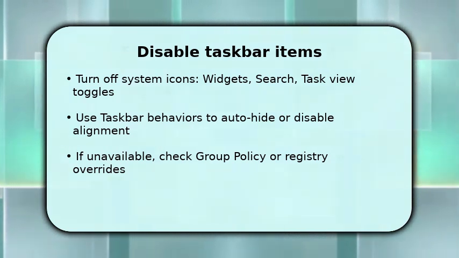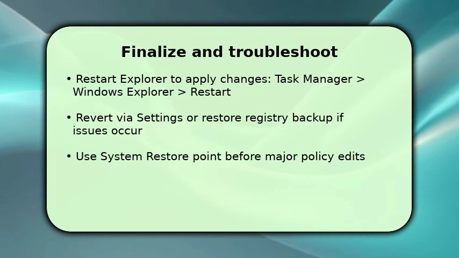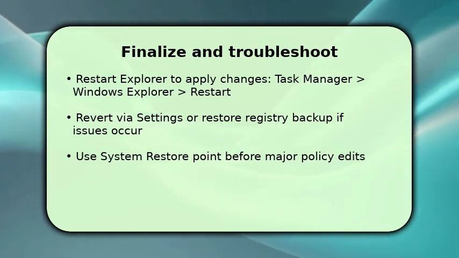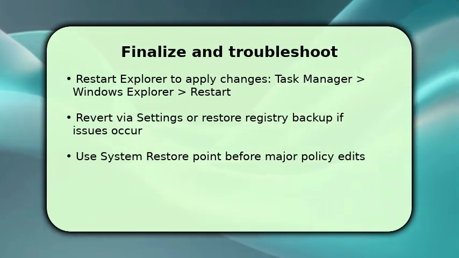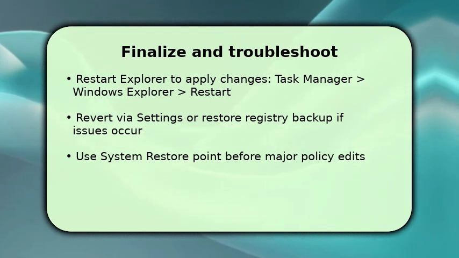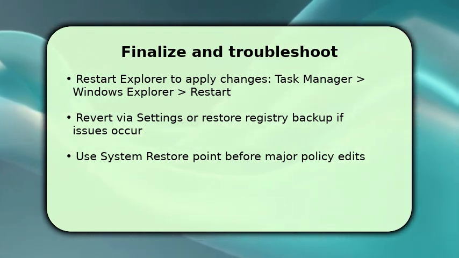You finish by applying and verifying the changes. If the taskbar still appears, open Task Manager, find Windows Explorer, and click Restart to reload the shell. This often enforces new visibility.